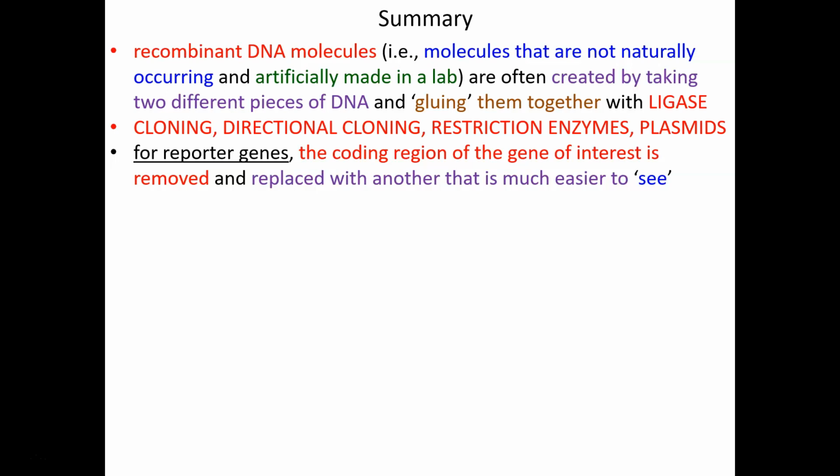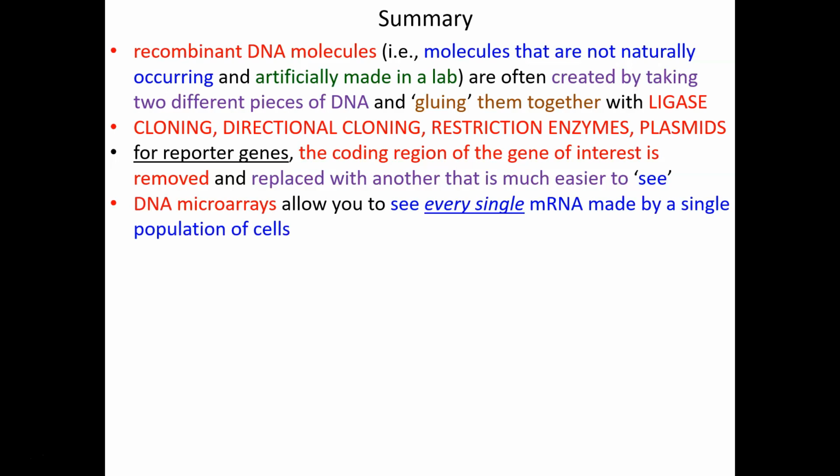For reporter genes, we take the coding region of the gene of interest, get rid of that, and replace it with the coding region of a detector or reporter gene that's much easier to see. And this allows us to measure the expression of that one gene in any context or condition that we wish. That allows us to study the expression of one gene at one time. We also have DNA microarrays that take that idea but expand it and allow us to see the expression of every single gene in a cellular population at one time.